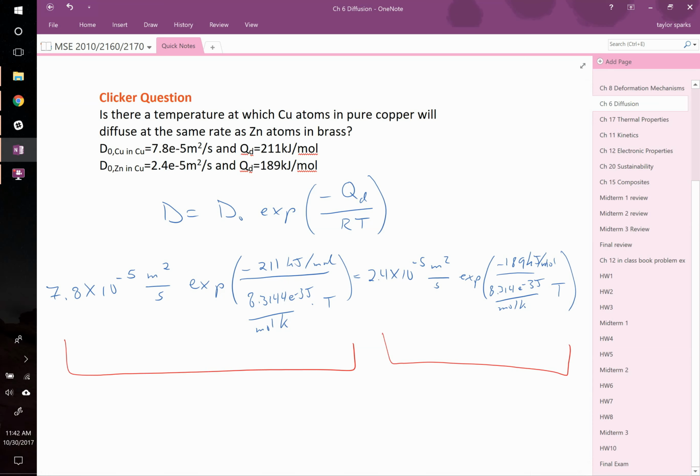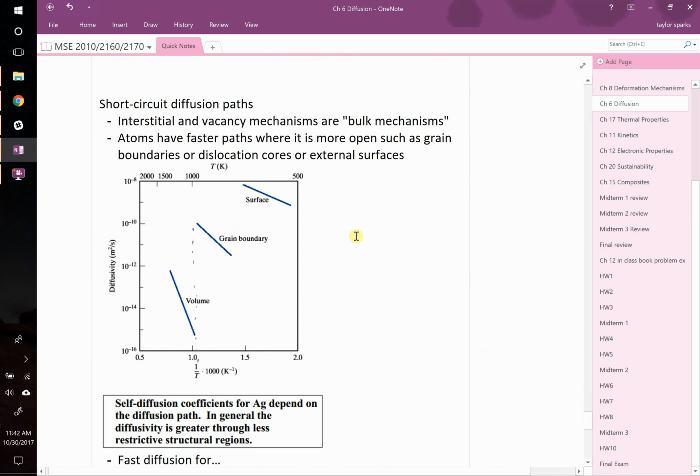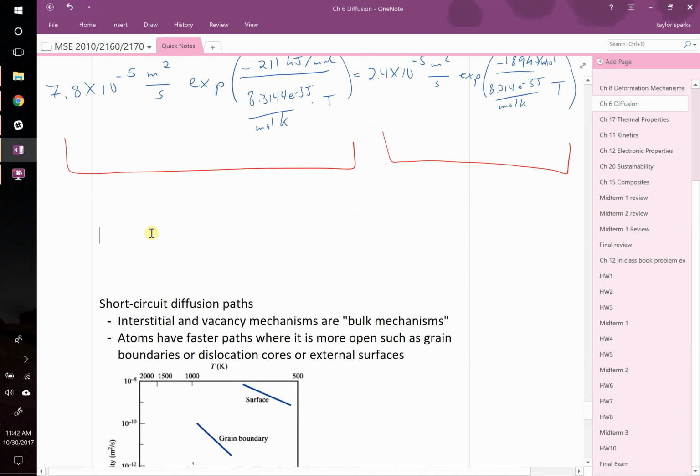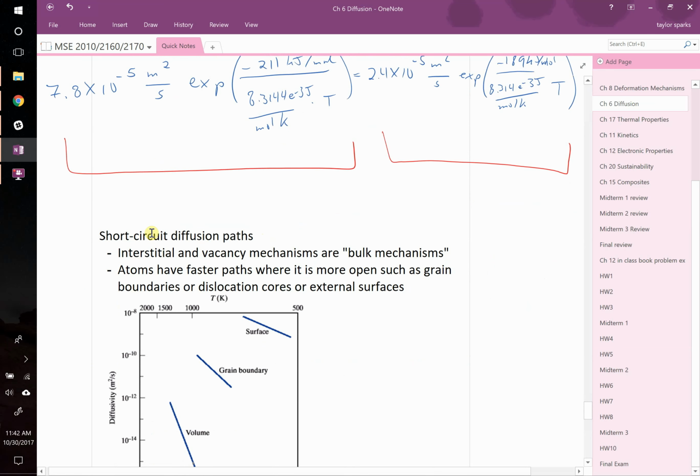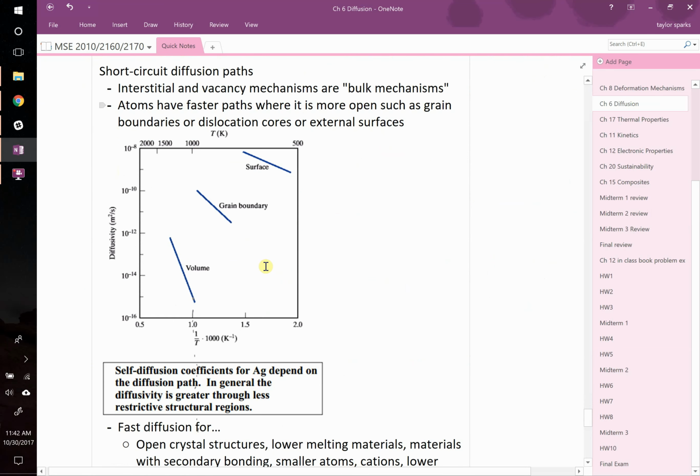and figure out if there's a point at which they would be the same. All right, the last thing to cover for today is the short circuit diffusion paths. We might be close to out of time, so you might want to catch this on the YouTube video afterwards. Interstitial and vacancy mechanisms are what we call bulk mechanisms for diffusion, but there are other faster ways to diffuse.